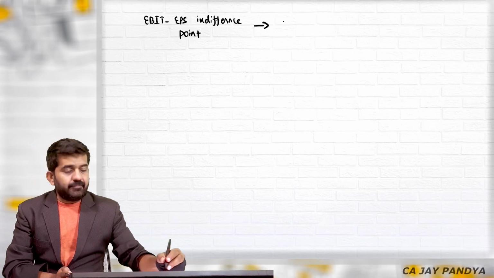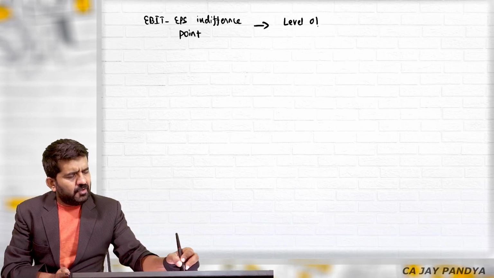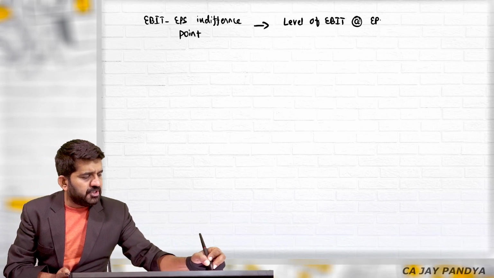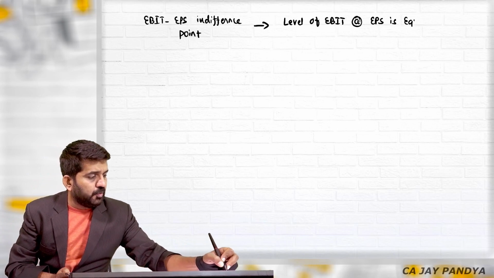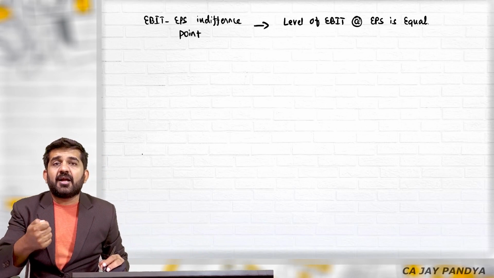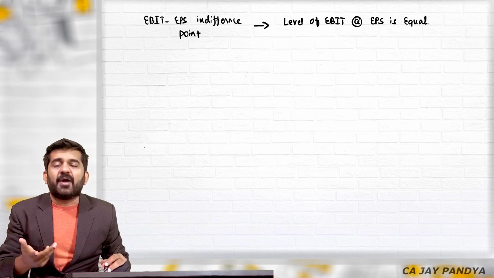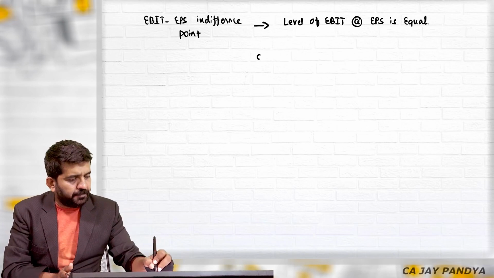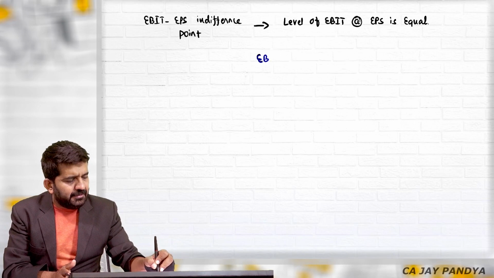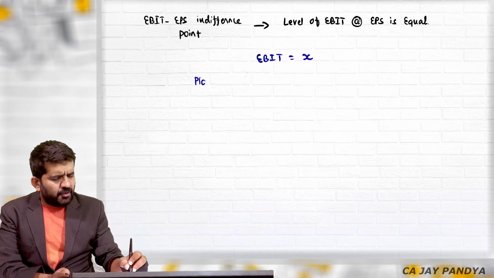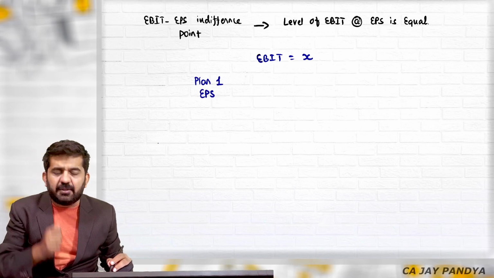What is it? It is the level of EBIT at which EPS is equal under two options, under two plans. So if there are two plans, how do we find the level of EBIT at which EPS is equal under both plans? I take EBIT equal to X. Then for plan 1, I find EPS. How to find EPS?